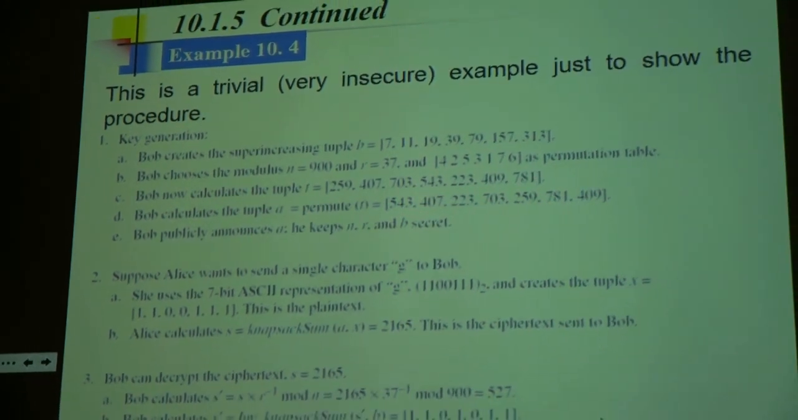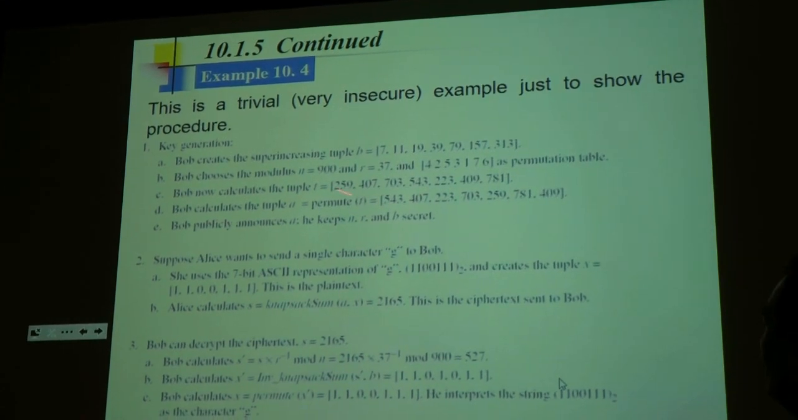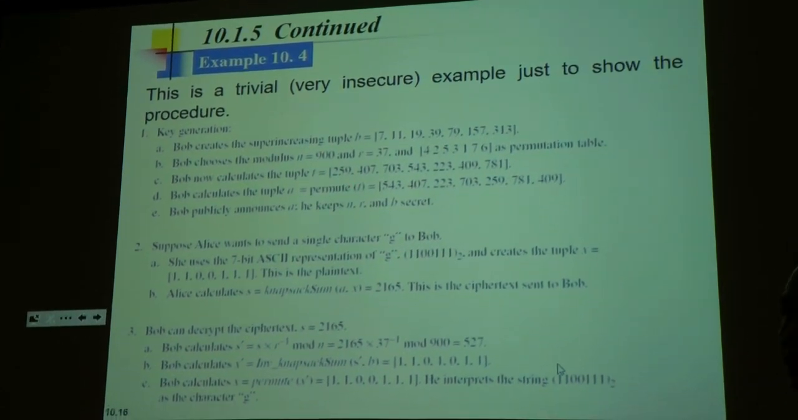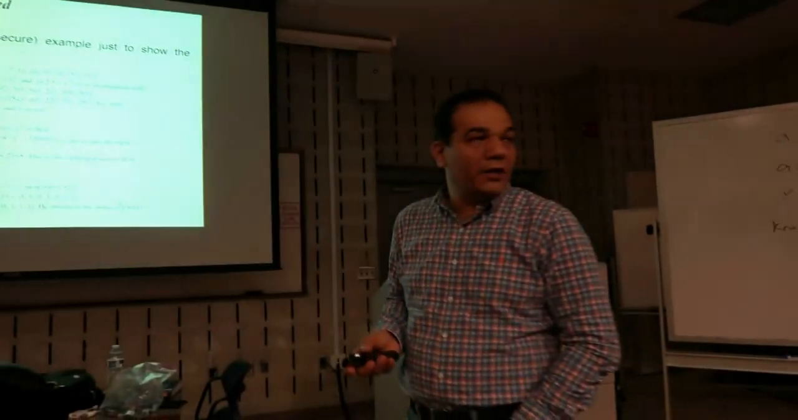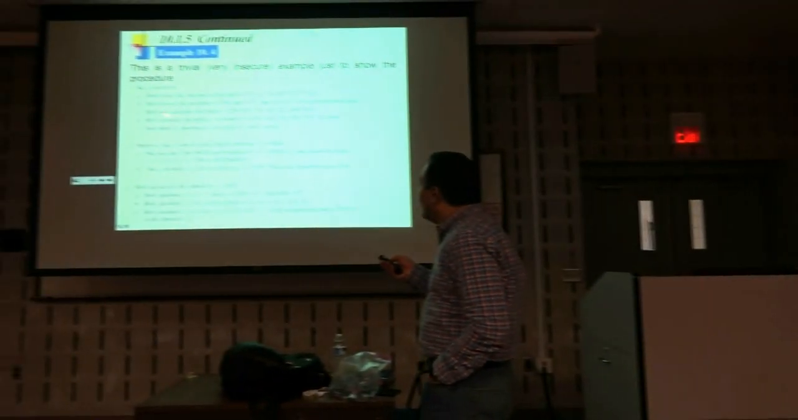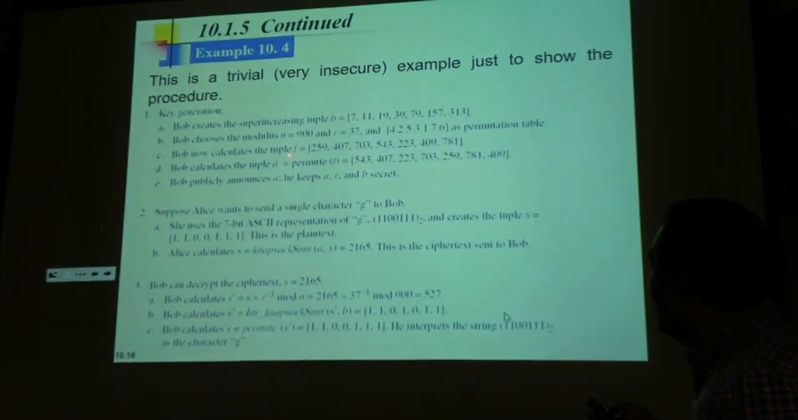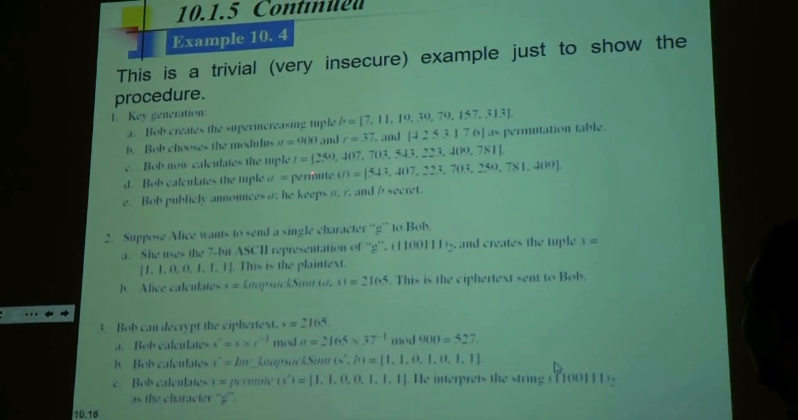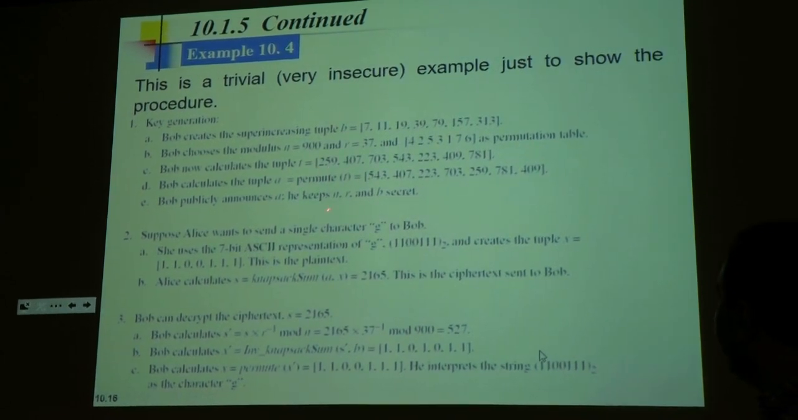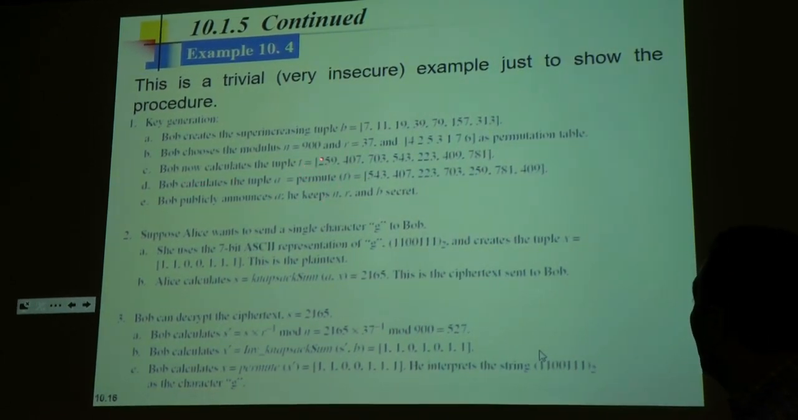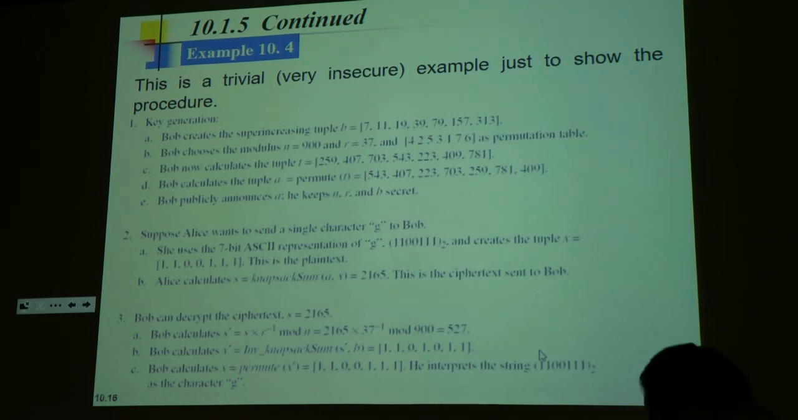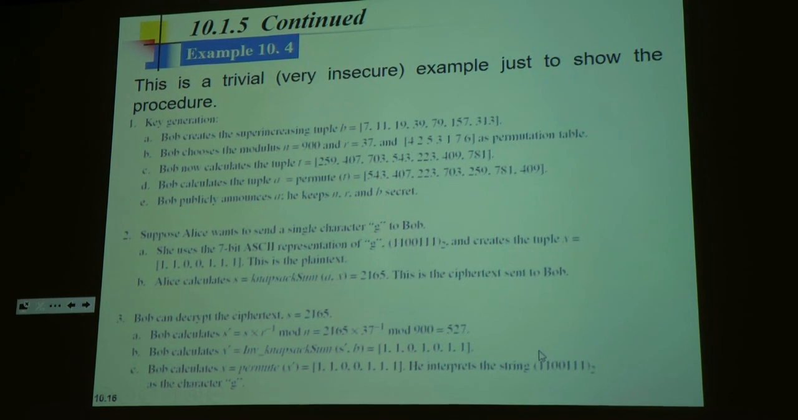Choose a permutation. So he first of all chooses B, then chooses N, then R, then chooses a permutation table. You know the permutation table is to switch the locations in the array, right? So Bob now calculates the tuple T. Okay, tuple T. Let me check this.